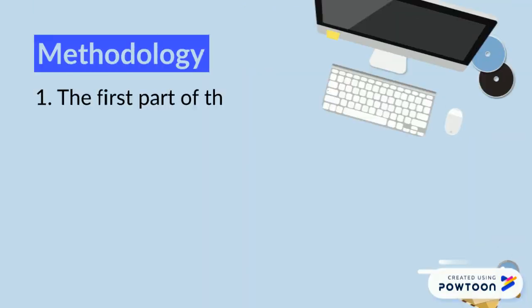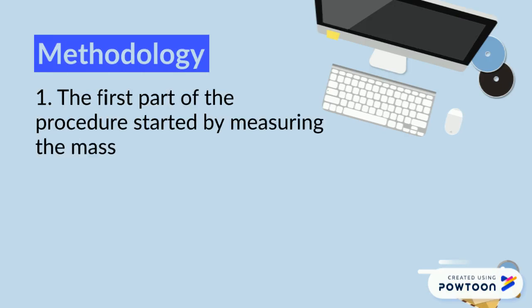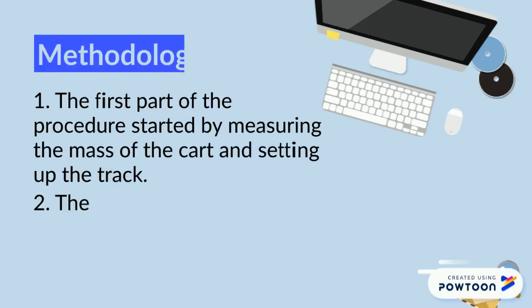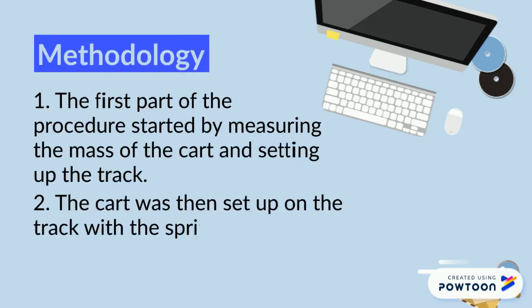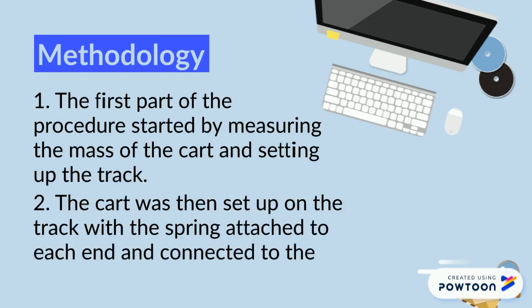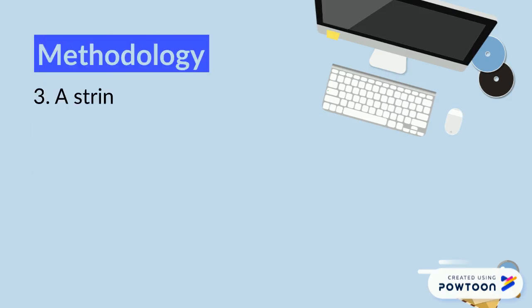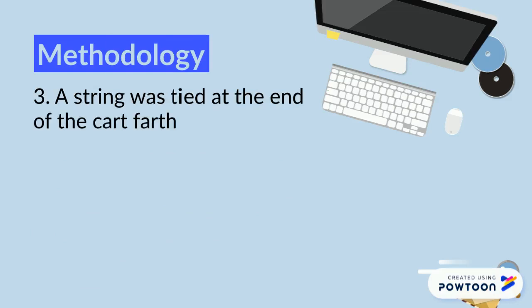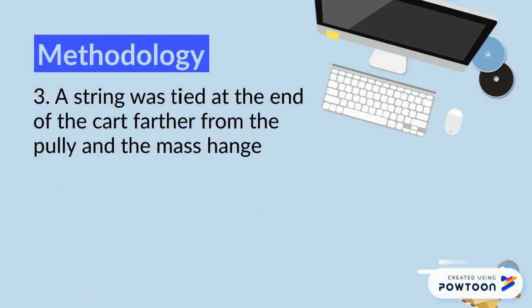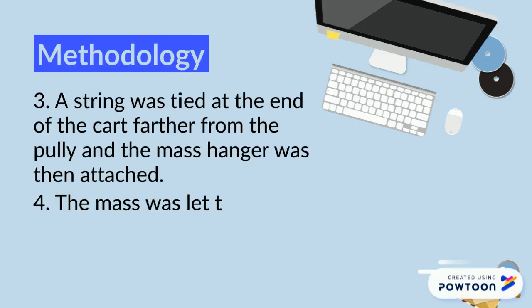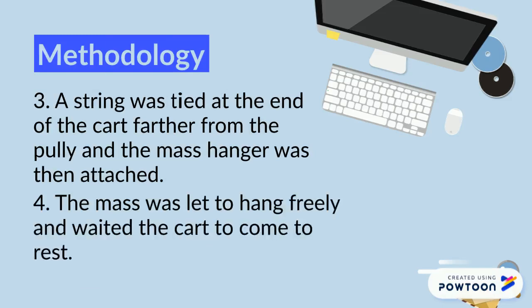The first part of the procedure started by measuring the mass of the cart and setting up the track. The cart was then set up on the track with the spring attached to each end and connected to the end stops. A string was tied at the end of the cart farther from the pulley and the mass hanger was then attached. The mass was left to hang freely and we waited for the cart to come to rest.